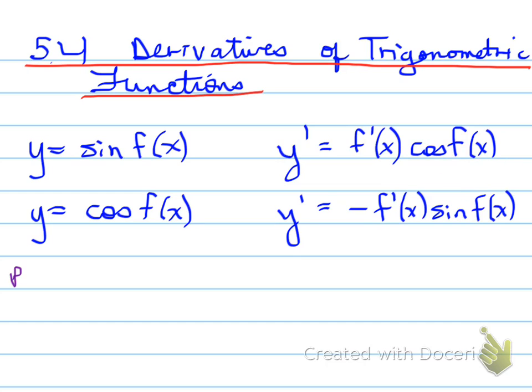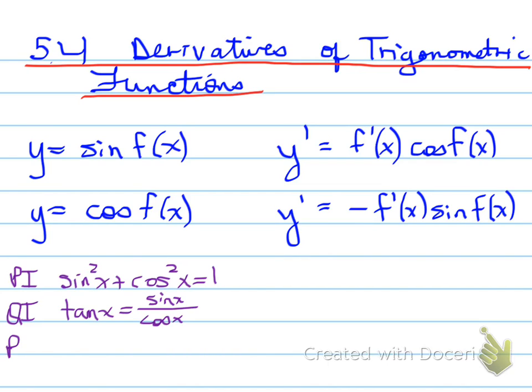All right, now, you have to remember the different identities. So I'm just recapping all the identities we've learned thus far. There's the Pythagorean identity, which is sine squared plus cos squared equals 1. The quotient identity, which is tan x is equal to sine x over cos x. And finally, there's the reciprocal identity, which is cosecant x is equal to 1 over sine x, secant x, which is 1 over cos x, and cotangent x, which is 1 over tan x.